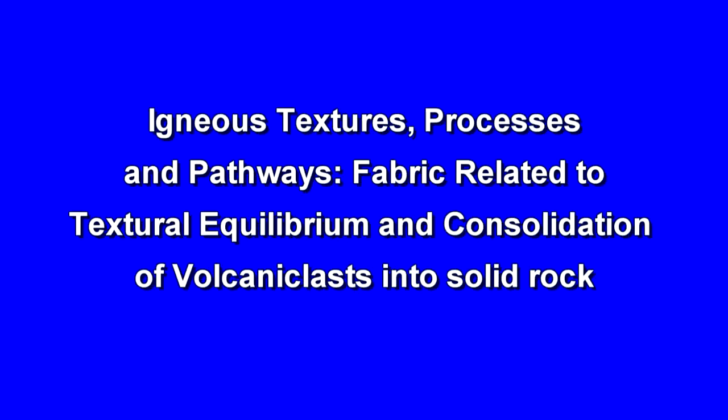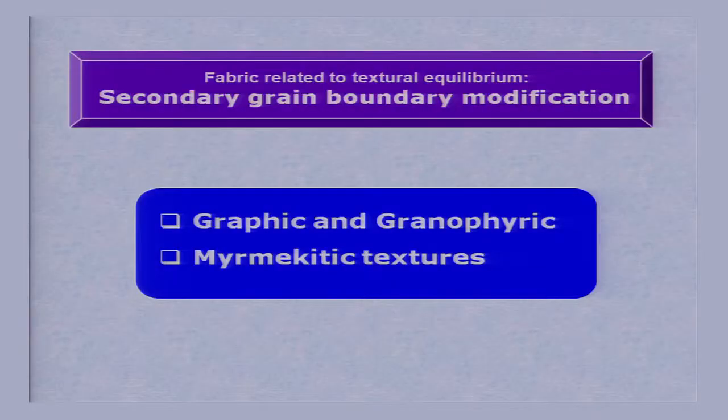Hello learners, in this program I will discuss igneous textures, processes, and pathways: fabric related to textural equilibrium and consolidation of volcaniclast into solid rock. First, I will discuss fabric related to textural equilibrium, secondary grain boundary modification. In this class, there are two major categories. First is graphic and granophoric texture. The second one is myrmekitic texture.